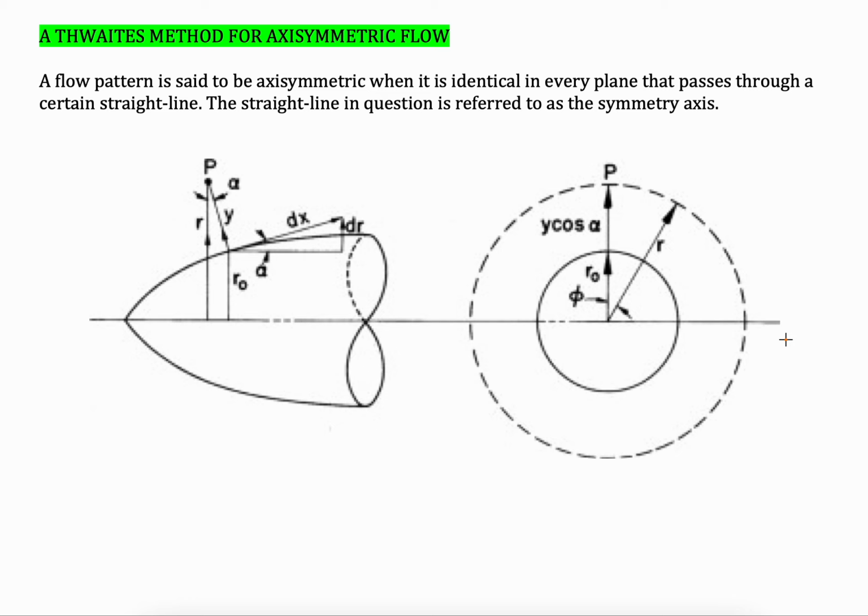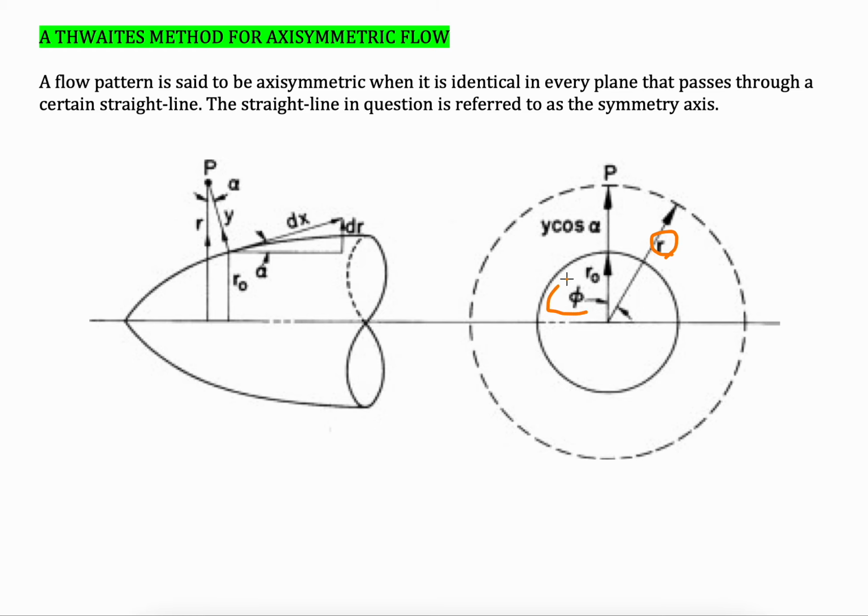What I want to show you here is the Thwaites method for axisymmetric flow. As we know, we have the Cartesian coordinate and also the polar coordinate. This is the idea of the polar coordinate. Sometimes it can be used when we solve problems of a rounded object, for example a bullet, a submarine, or flow in a nozzle, convergent and divergent. We have the function of r here as the radius, and the function of theta, the angle.